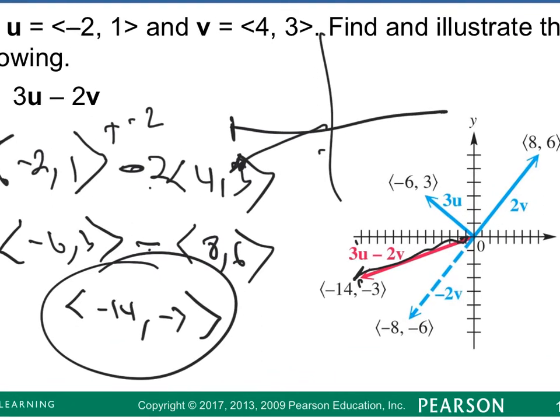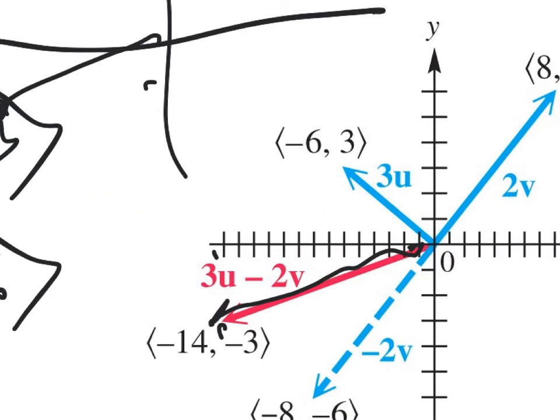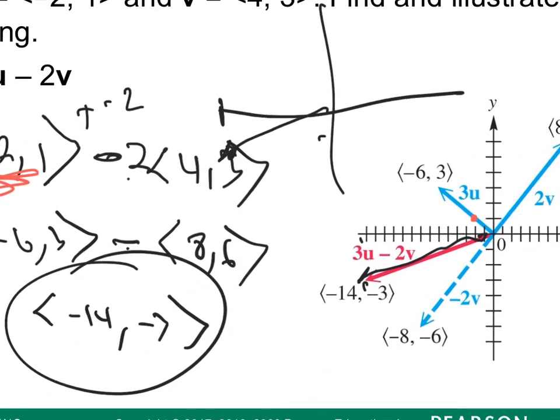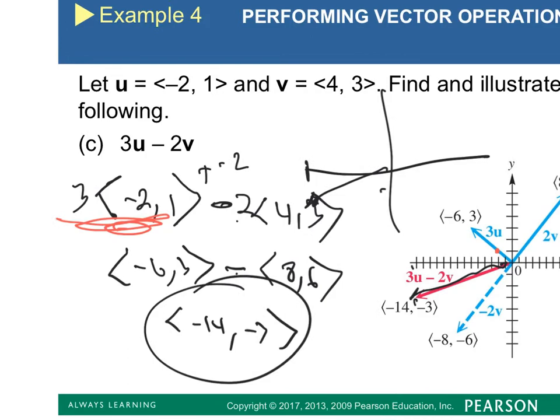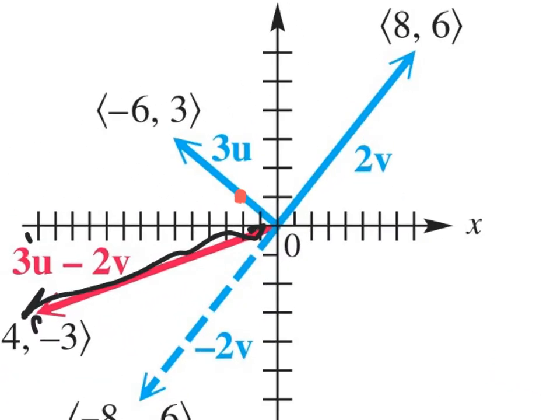Negative 2, 1 doesn't appear to be there. What he drew was 3 of negative 2, 1. Negative 2, 1 was here. That's how far my original vector went. Then my original v was 4, 3. 4, 3 was right here. This is my original v. This is my original u.